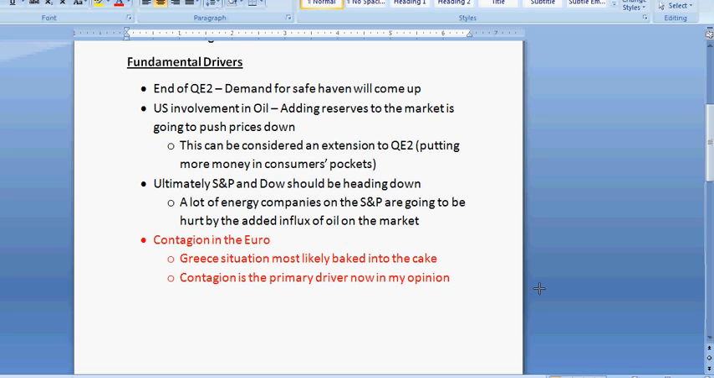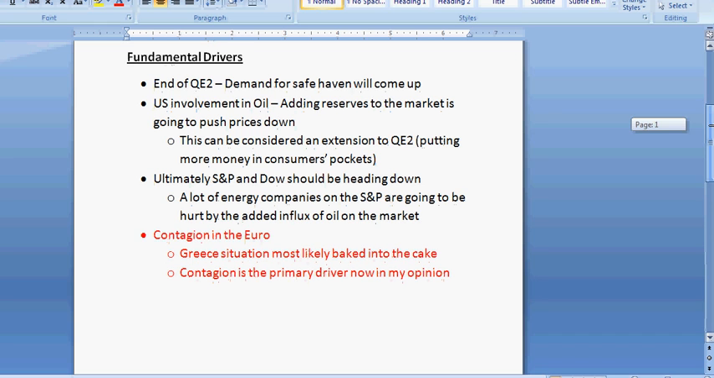And then ultimately, the final line is that the S&P and Dow should be heading down, and obviously there is a correlation between the S&P and Dow, and also with the euro, and then also U.S. oil and euro. Okay, there are correlations between all of those. So everything from a fundamental aspect is going down.